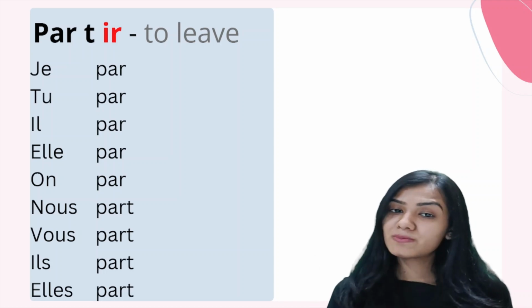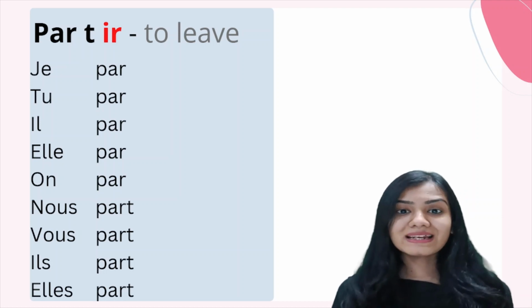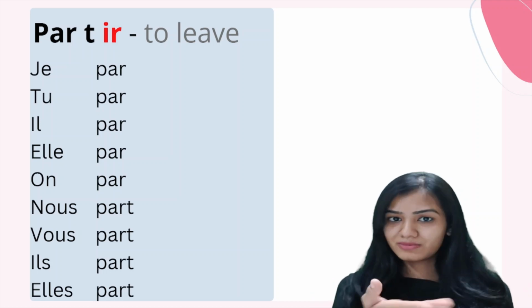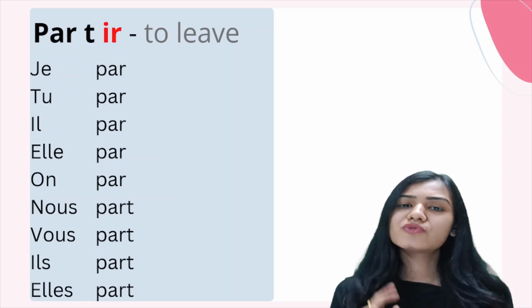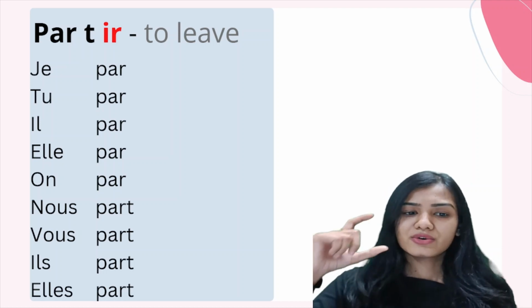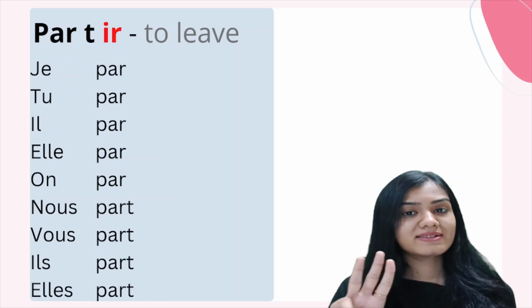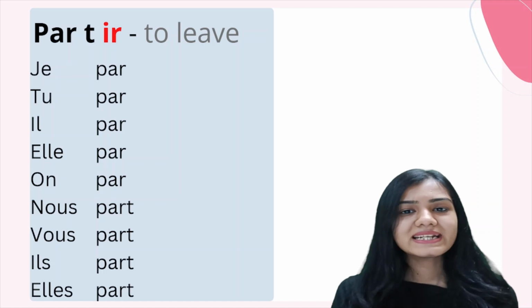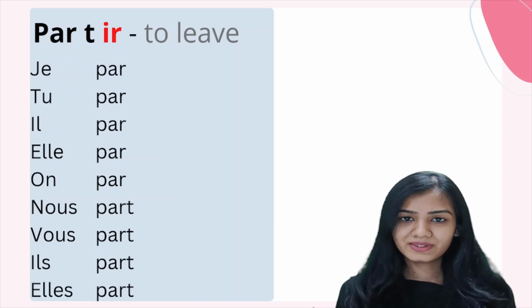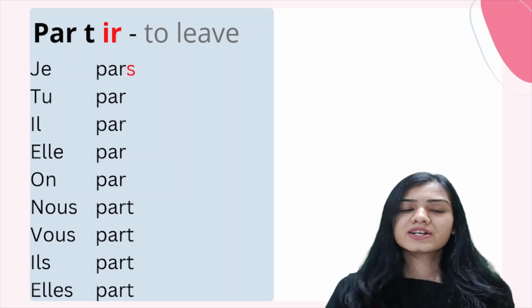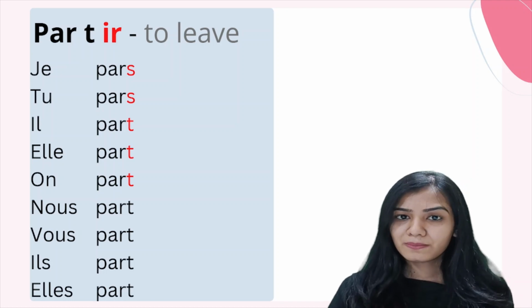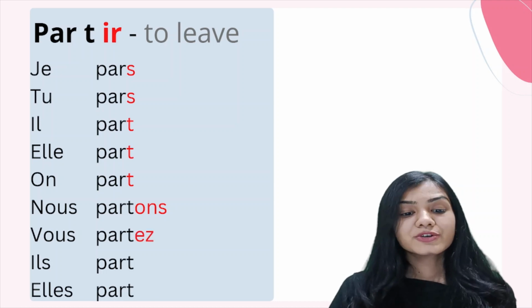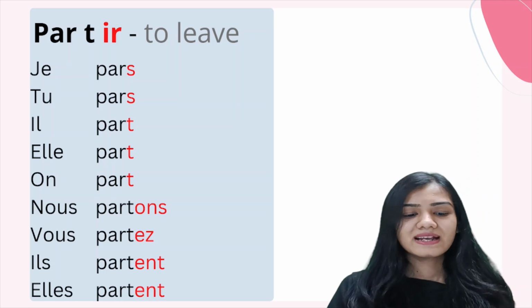Alright? But for all the plural subject pronouns, that is nous, vous, ils and elles. Nous as in for we, vous for more than one person, you, ils and elles, that is for they. So for all these, we are going to remove only IR. Okay? So once again, for je, tu, il, elle and on, we are going to remove the last three letters of the verb. So over here, the last three letters are T, I and R. But in case of nous, vous and ils, elles, we are going to remove only IR. Okay? And then we are going to replace them with the endings. So je pars, tu pars, il part, elle part, on part, nous partons, vous partez, ils partent, and elles partent.